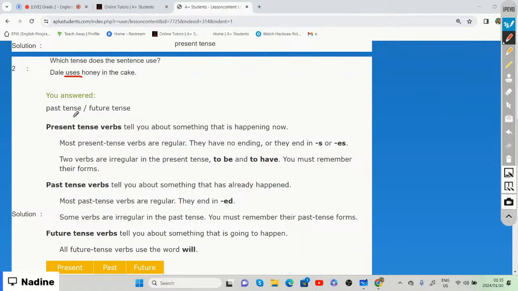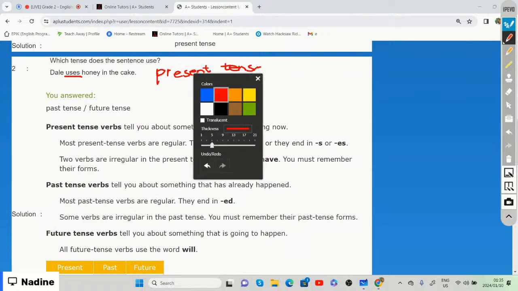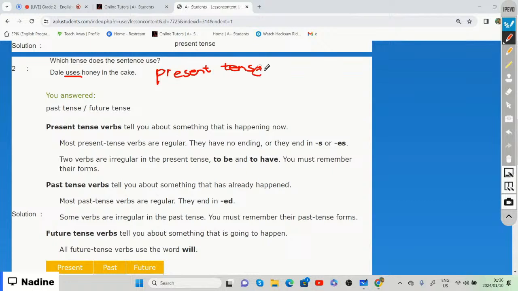So Dale uses honey in the cake. And this is, you can say, the present tense. Something that is doing now, right? So the present tense is using honey in the cake now.